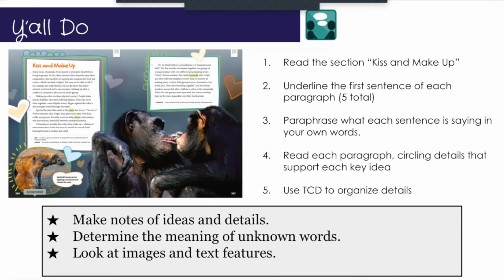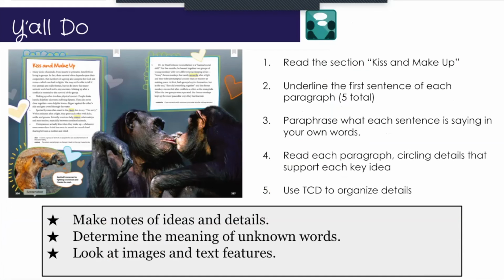All right, boys and girls, same thing, but you're on a new section titled Kiss and Make Up. So the first thing you're going to do with your group, or independently if you wish, is read the section Kiss and Make Up. Don't forget, underline the first sentence of each paragraph. There's 5 of them total.